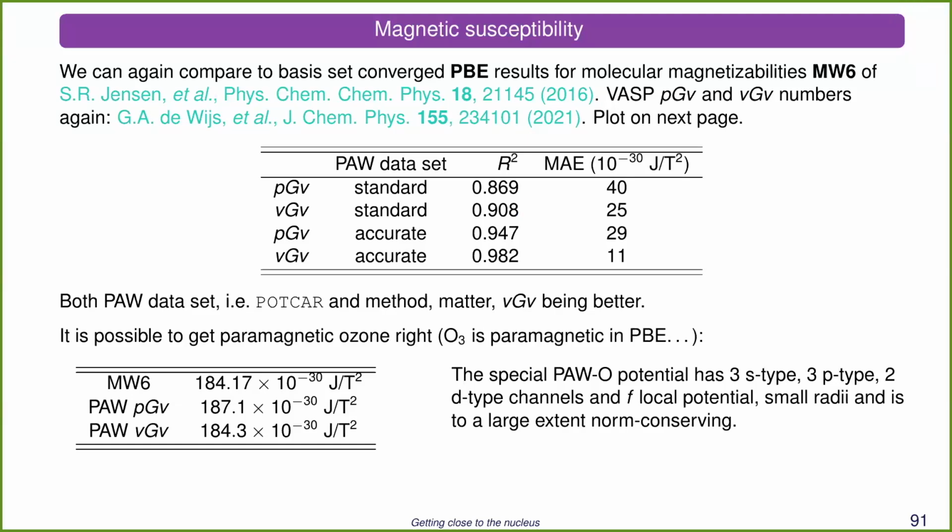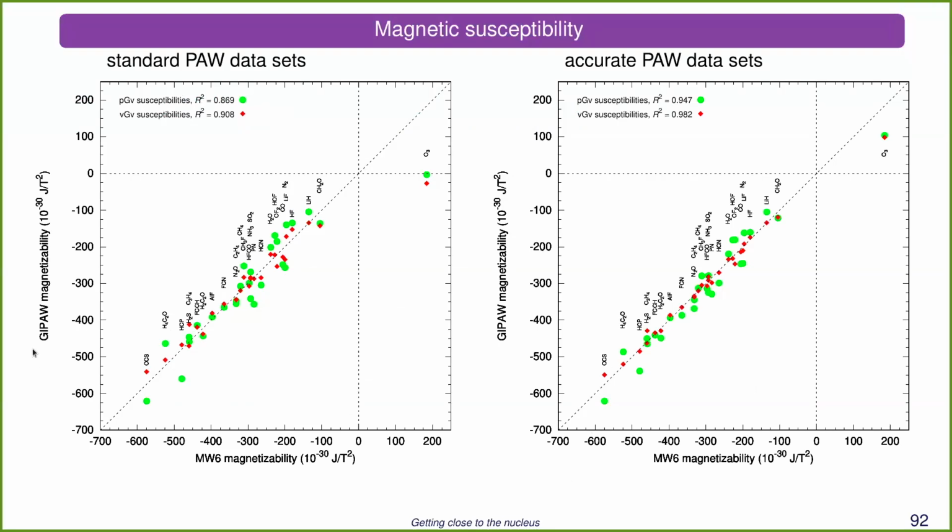Again, we're going to compare to molecules. Molecules don't have a susceptibility, but they have a magnetizability of a certain molecule. And that we can calculate from these susceptibilities for the individual molecules. And we can do a comparison, again, to these basis set converged results. And that you see over here, with standard PAW basis sets and with the very accurate ones again. The PGV expression is the green one, the VGV expression is the red one, and you see a systematic increase. And here with the good data sets, you see an even more systematic increase.